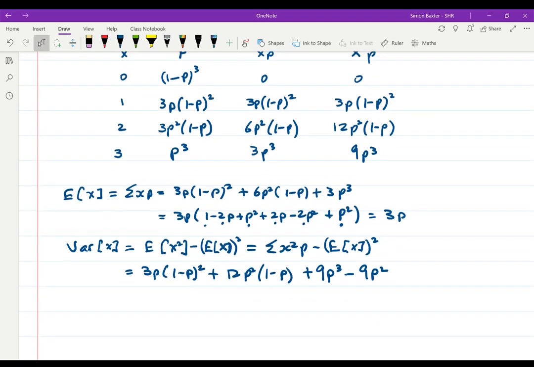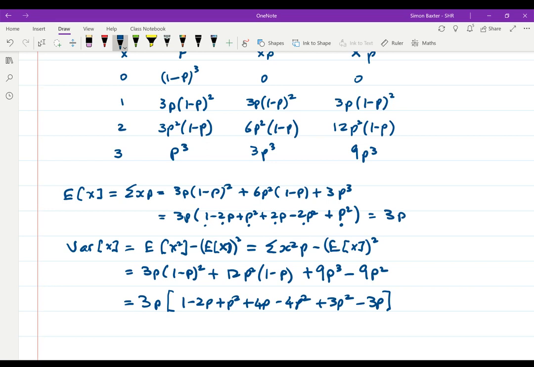We take 3p out again, and that leaves us with 1 minus p squared, which is 1 minus 2p plus p squared. Take out 3p, we're left with 4p, that's plus 4p minus 4p squared. Take out 3p, that leaves us with plus 3p squared. Take out 3p, that's minus 3p.